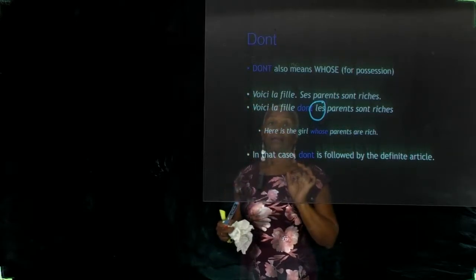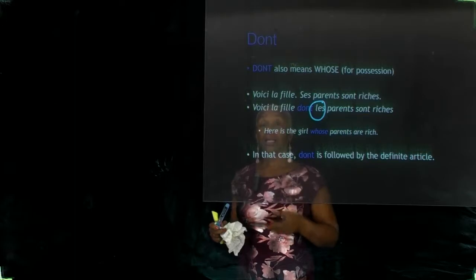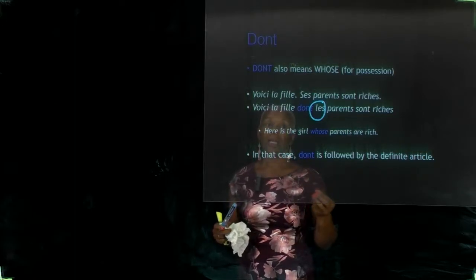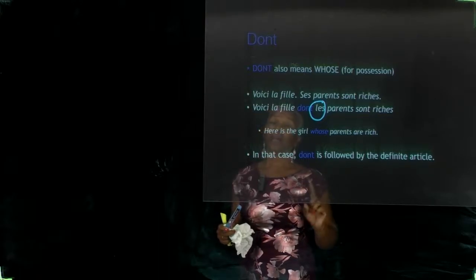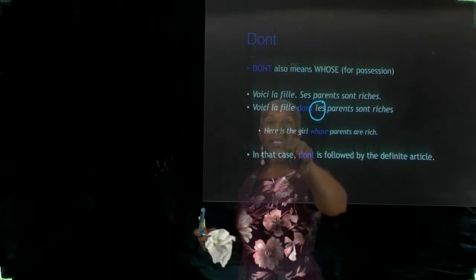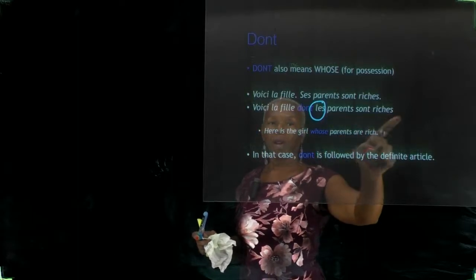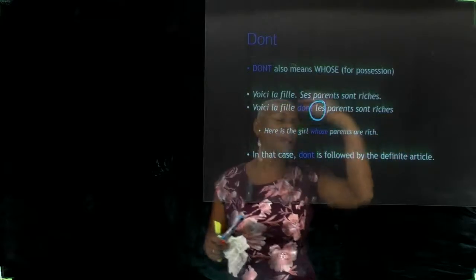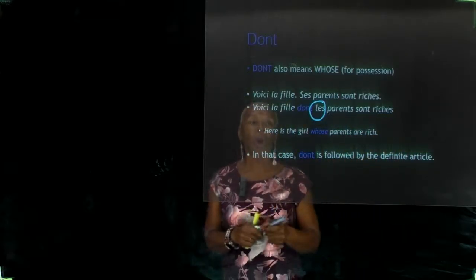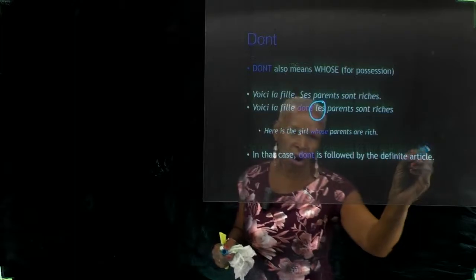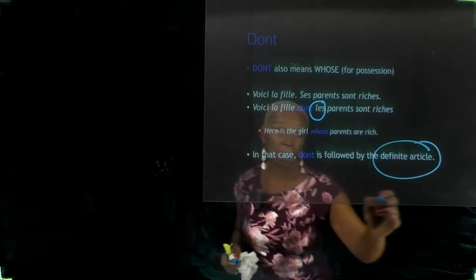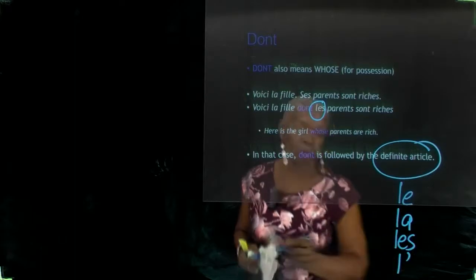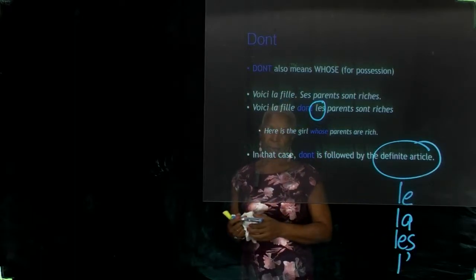When you're using it to mean whose, to express possession, okay, you're going to use a definite article in front of the noun. That's going to be right after the dont. Voici la fille whose parents are rich. Dont les parents. I don't want to see dont ses parents, dont mes parents, dont tes parents. No, we said definite article. Definite article is le, la, les, or l'apostrophe. Remember that. Okay?